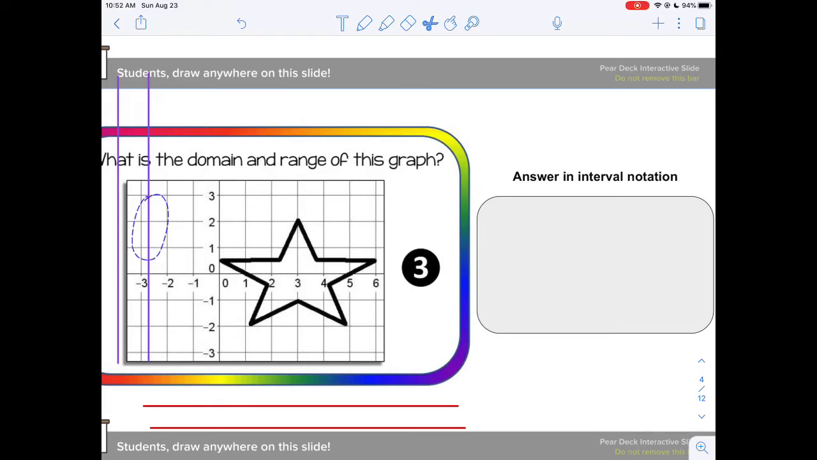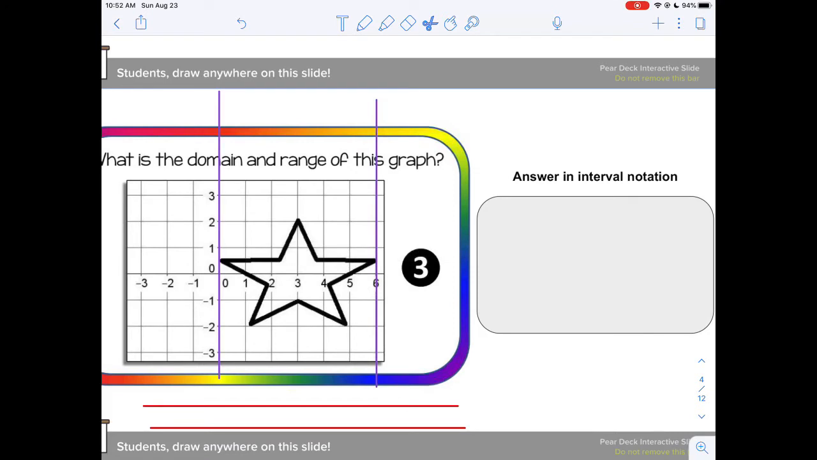All right, let's look at this star here. And I want to look at this one. The graph, if I come from the left to the right, starts at 0. And then continuing to the right, I notice that the graph ends at 6.